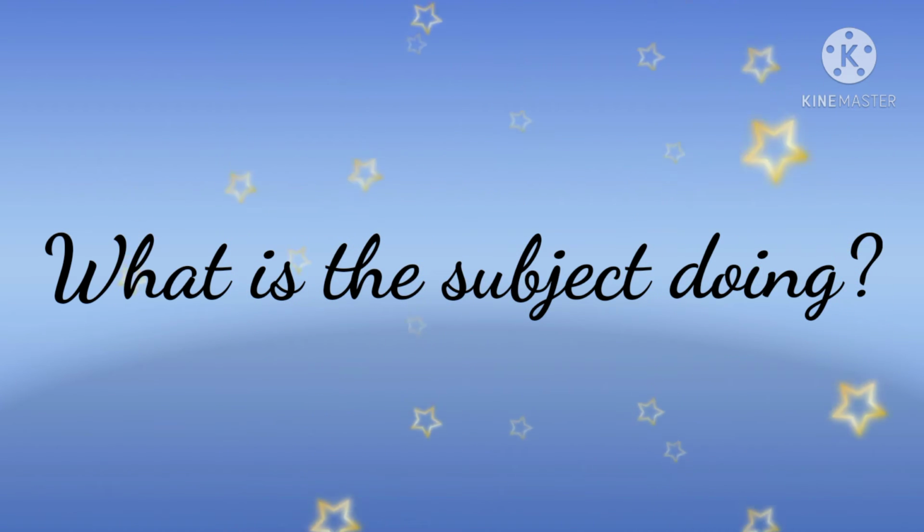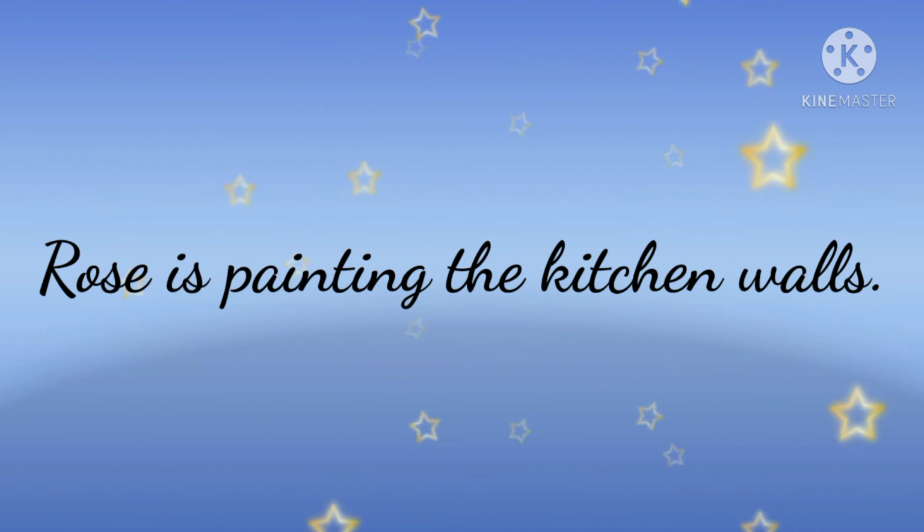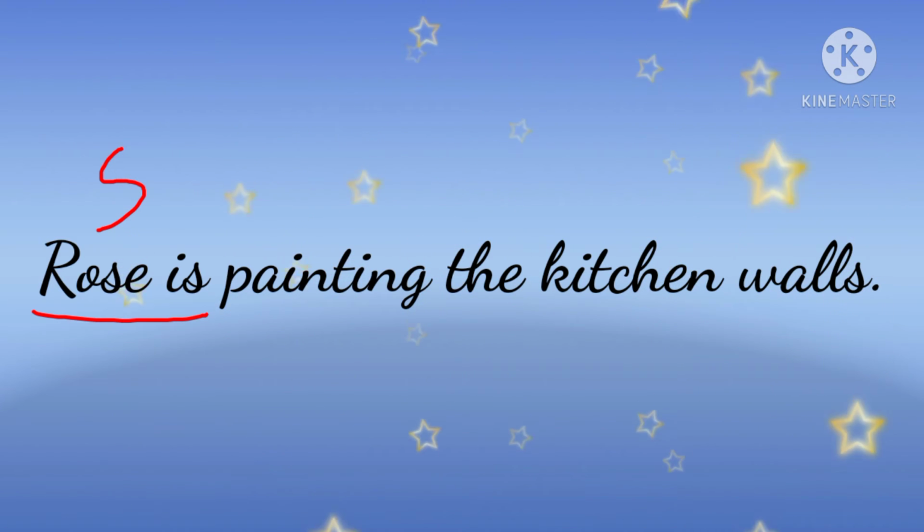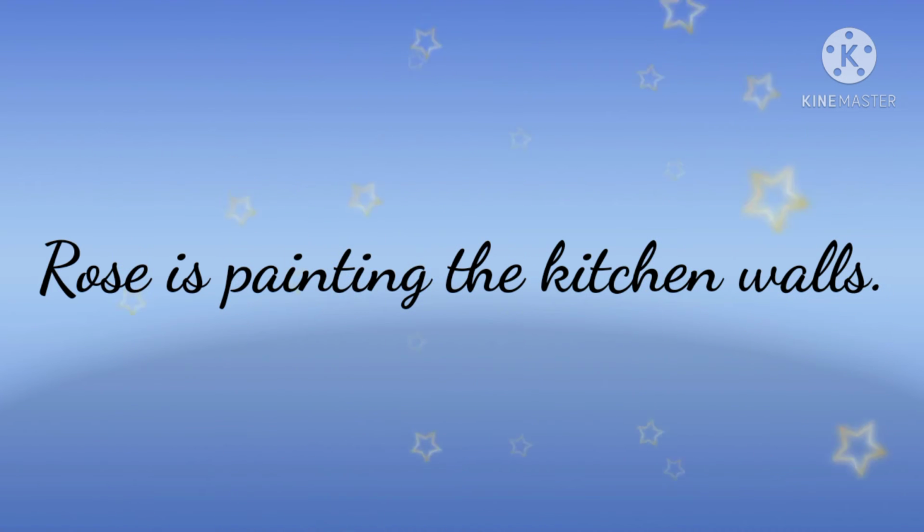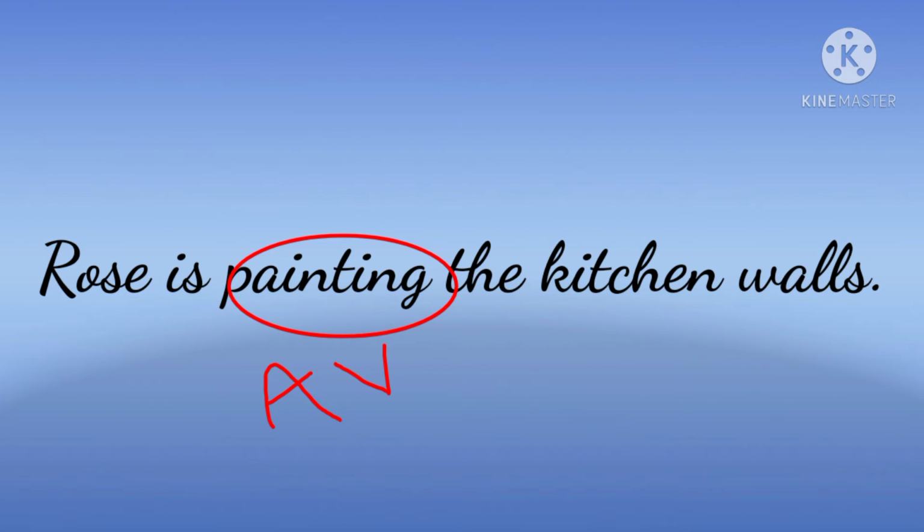For example, Rose is painting the kitchen walls. What is the subject here, children? Yes, Rose. And what is Rose doing? Of course, Rose is painting. Hence, painting is our action verb.